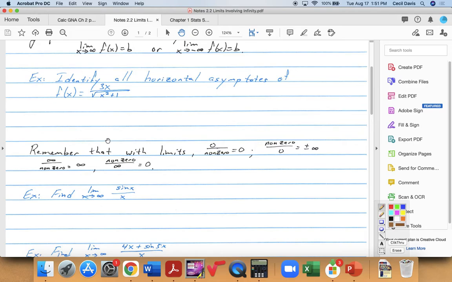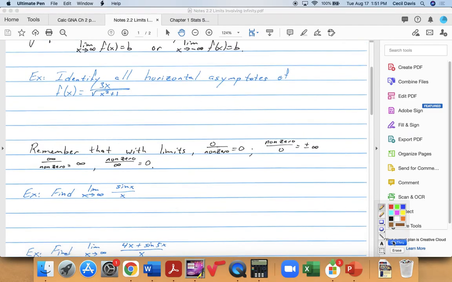So here's what we're going to do. We're going to look at the limit as x goes to, let's start with infinity, of f of x. Now, we cannot substitute infinity in, because infinity is not a number, right? But we can kind of think about it a little bit.